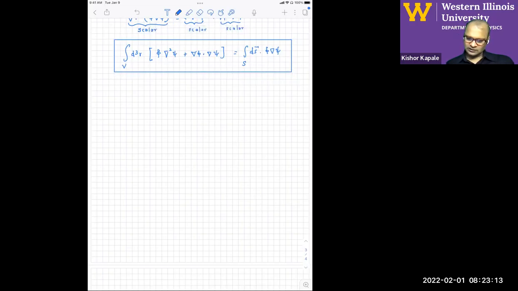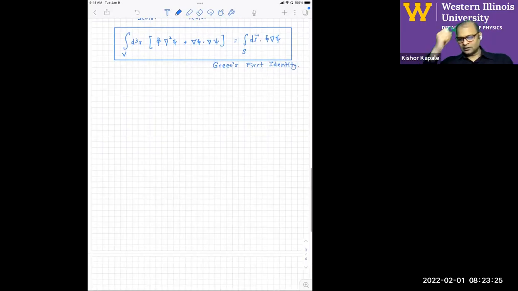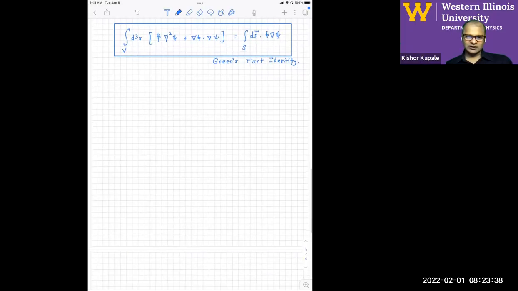And it is called Green's first identity. And the scalar fields phi and psi are completely general. So if you take any two scalar fields and you evaluate this kind of quantity, it will be always true, right? So that's the first identity.